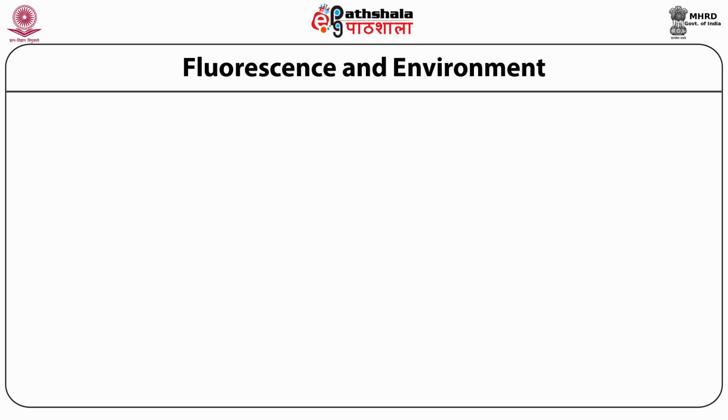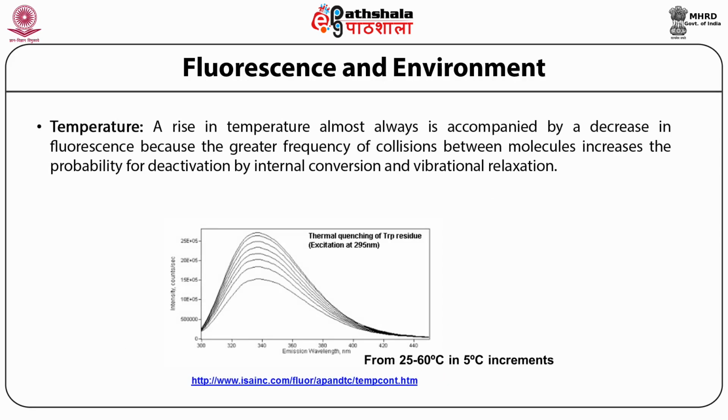to iodine. We now discuss the effect of environment on fluorescence, and the first parameter is temperature. A rise in temperature is almost always accompanied by a decrease in fluorescence intensity, because the greater frequency of collision between molecules increases the probability of deactivation by internal conversion and vibrational relaxation. You can see here in the diagram that as the temperature increases from 25 to 60 degrees Celsius, a decrease in fluorescence intensity is observed.